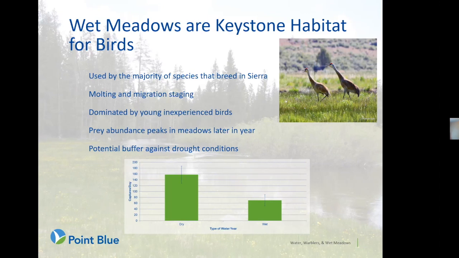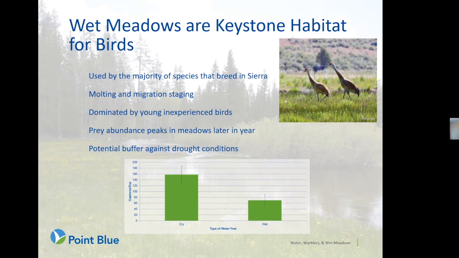So we find the majority of birds that are in meadows in late summer are molting and putting on fat for migration. And that's really because they're chasing spring. So up in our high elevation meadows, they stay wet and productive late into the summers. And so there's still lots of insects around, there's lots of water around. And so they really play this important role in kind of buffering drought conditions in the Sierra.